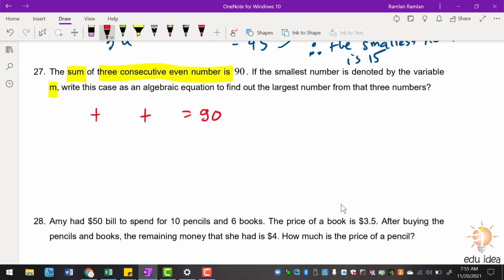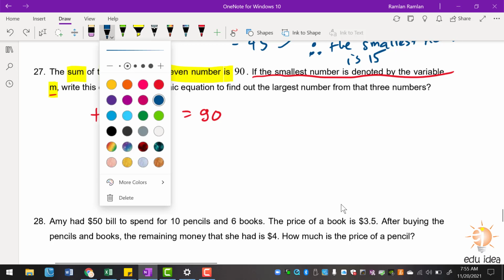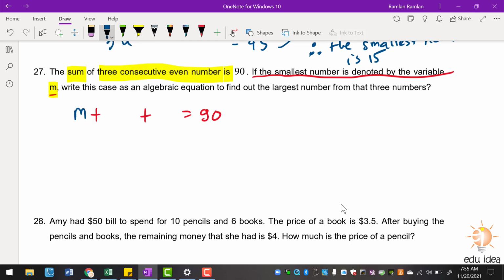Okay, so the second sentence says the smallest number is denoted by the variable m. So if I put the numbers in order, this is the first number, the second number, and the third number, right? So the left term over here is m. Okay, so we need to figure out these 2 terms in terms of m, right?